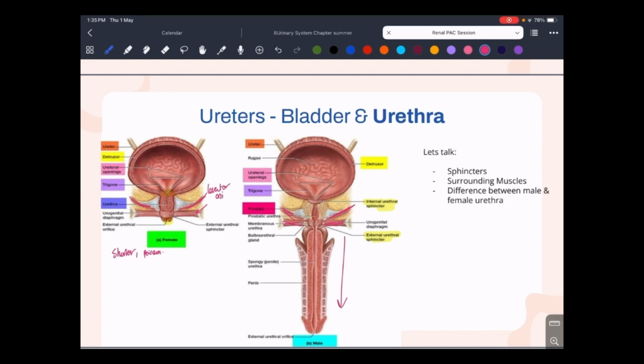we have the urogenital diaphragm, we have two sphincters, the internal sphincter at the bladder neck, and then the external sphincter before the urethra, right? Oh, this is actually, the entire thing is the urethra.